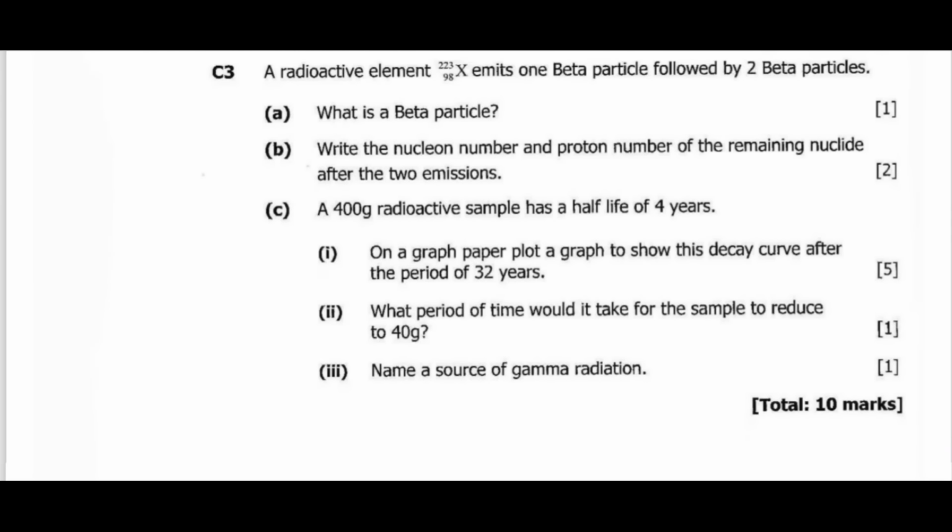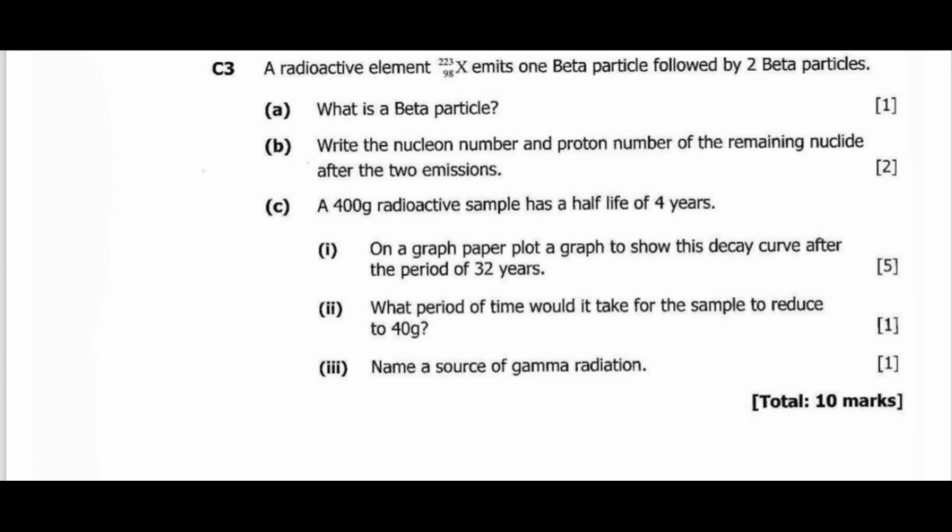Then for question C3, a radioactive element with mass number 223 emits one alpha particle followed by two beta particles, then one beta particle. So this means that we had 3 emissions of beta particles. What is a beta particle? It is a particle with 1 electron.